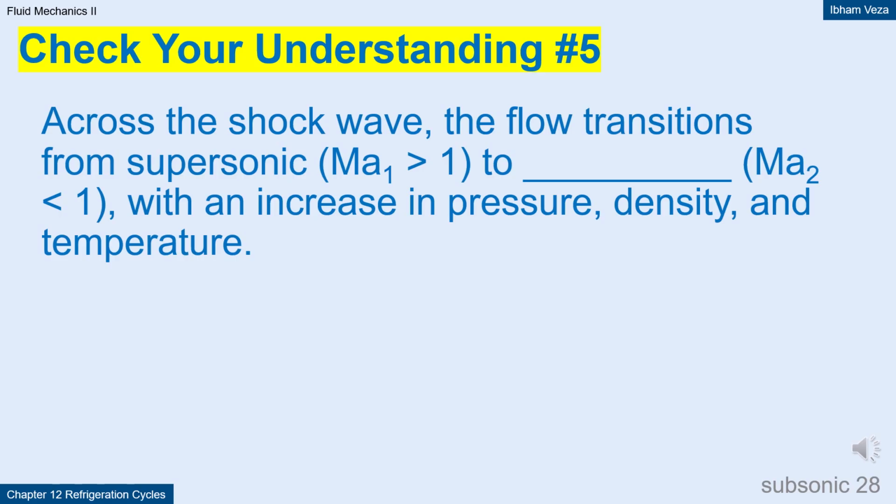Check your understanding. 5. Across the shock wave, the flow transitions from supersonic, Mach 1 greater than 1, to subsonic, Mach 2 less than 1, with an increase in pressure, density, and temperature.